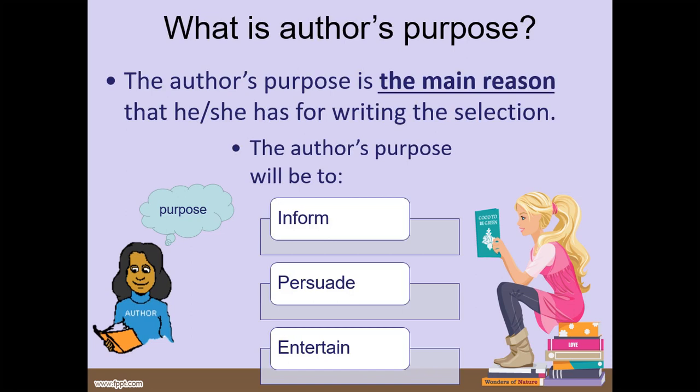Dear students, when you start reading a passage, the first task that you should do is to define the purpose. Please define what the author wants to do with this passage. Whether he wants to inform you about something, or whether he or she wants to persuade you, or it is just for pleasure, or the author's purpose is just to entertain.